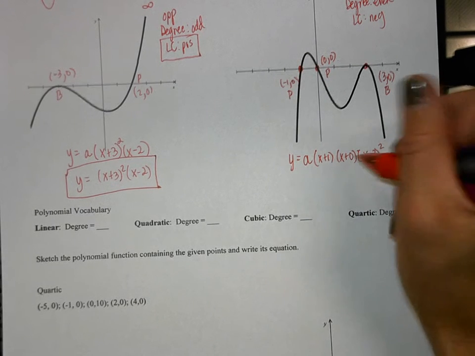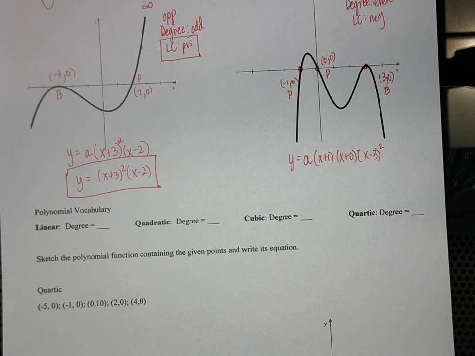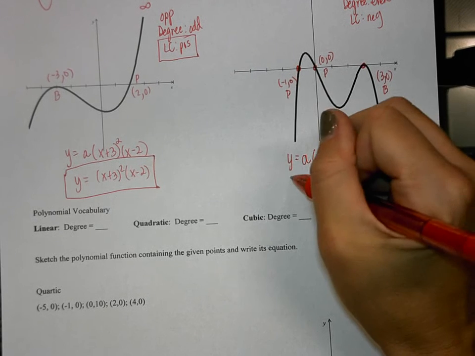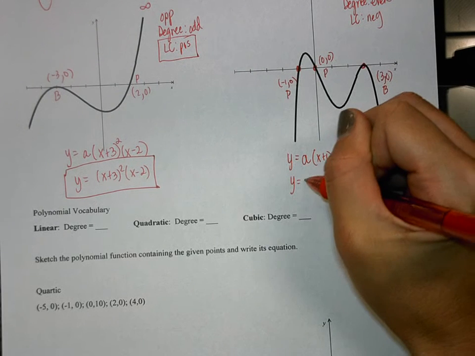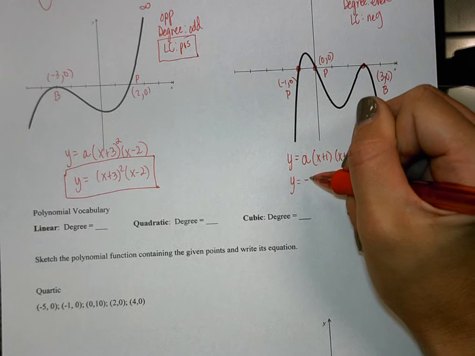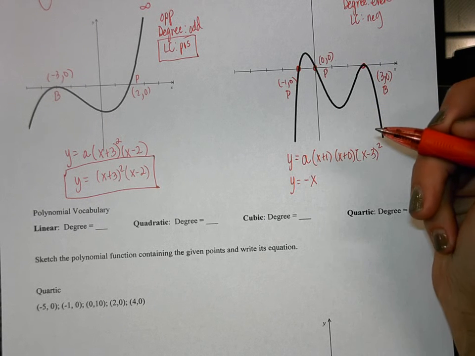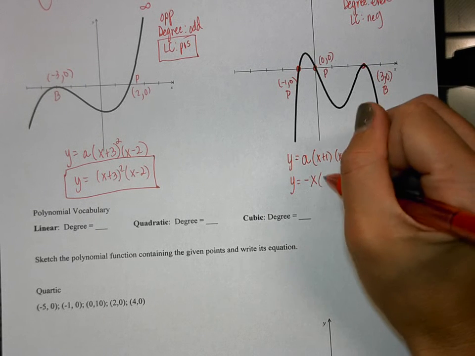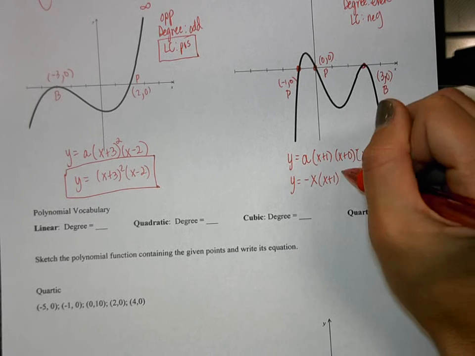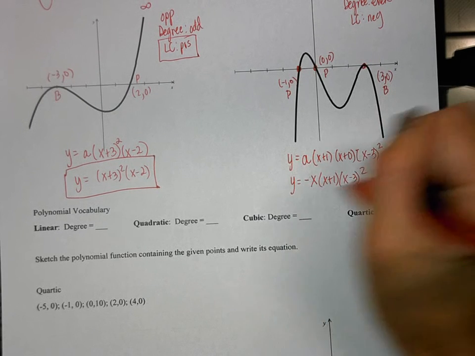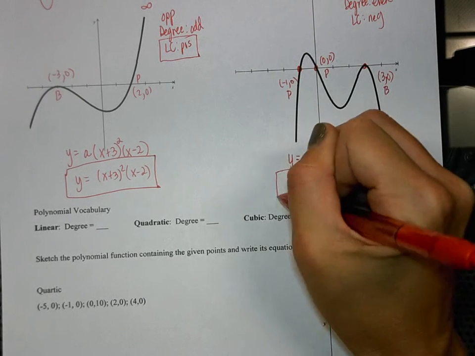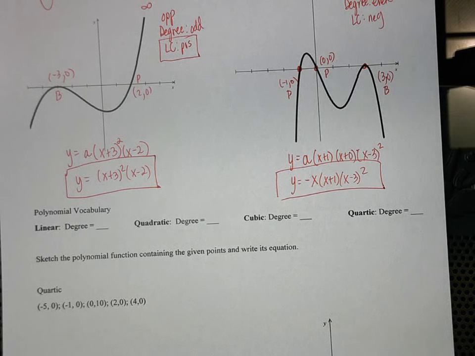X. And so normally with the x's, we have those in the front with the factors at the end. And so I'm just going to put y equals, you could do -2, -1, any negative number. I'm just going to put negative x because that would be -1x, right? And then x plus 1 and x minus 3 squared.